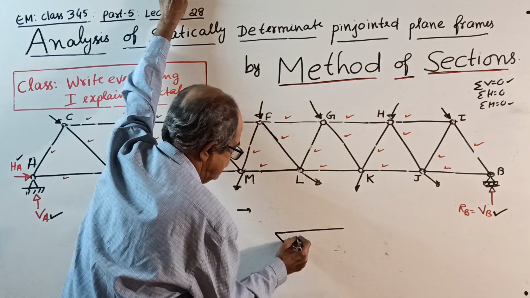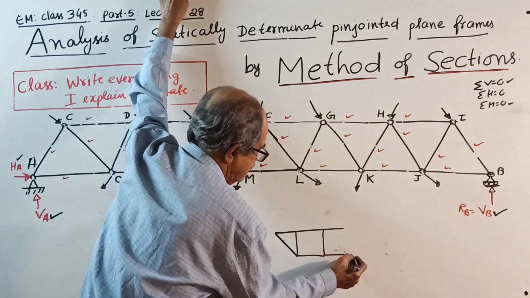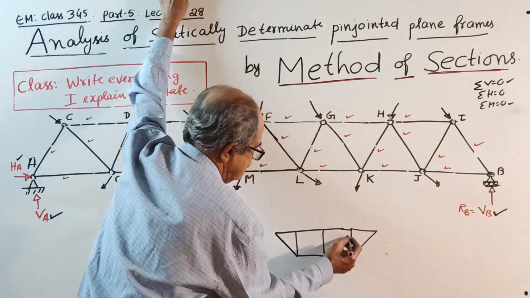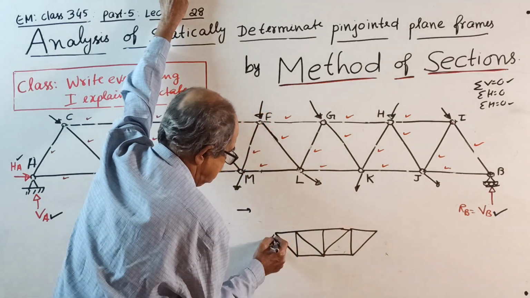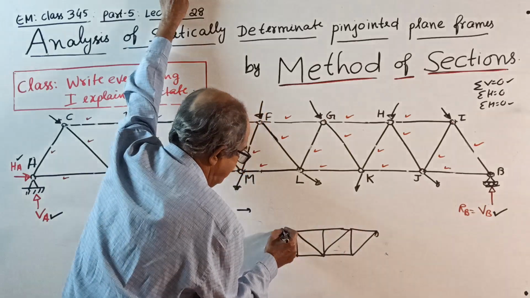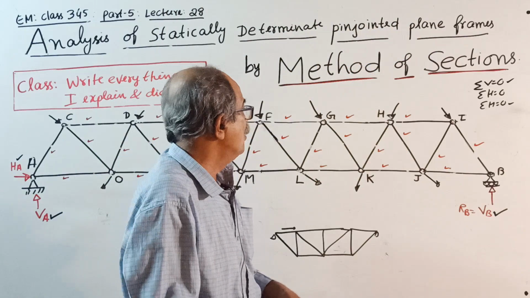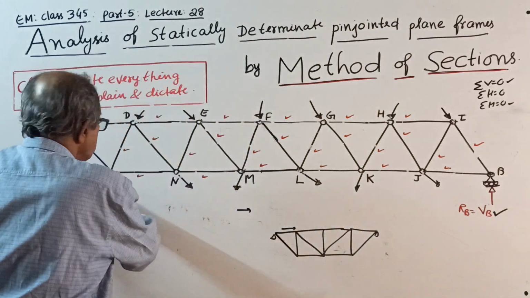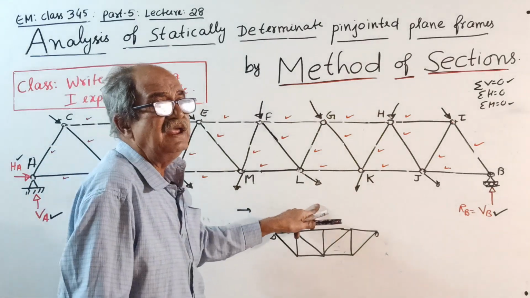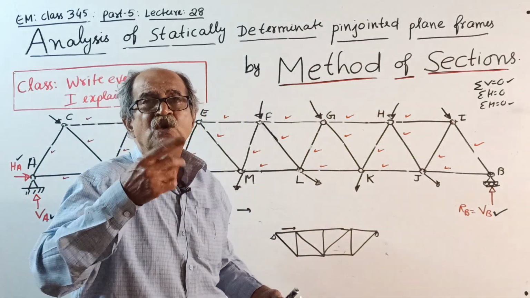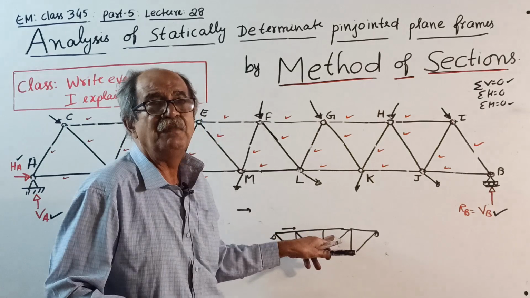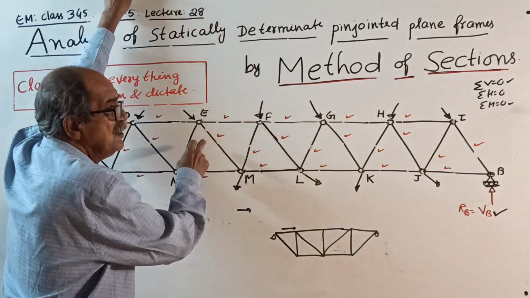Railway track will be here. See, loads will be moving on the upper. Here, loads will be moving along the bottom chord member. In the deck type, loads or wheel load will be passing over top chord member. So this is an example for a through type.